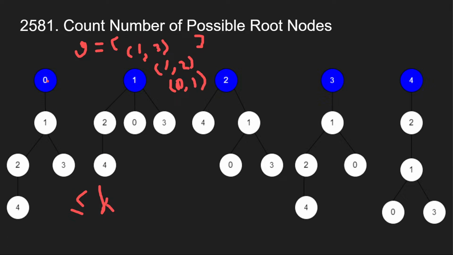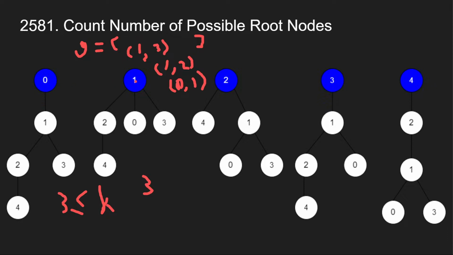Now, for the parent-child, if the root is 0, for example 0, 1, we have it, and 1, 3, we also have it. And 1 to 2, we also have it. So the count is going to be 3 because 2 and 4 is not inside. The k is also equal to 3, and 3 is greater than or equal to k, so this is a valid count. But what if the root is 1?